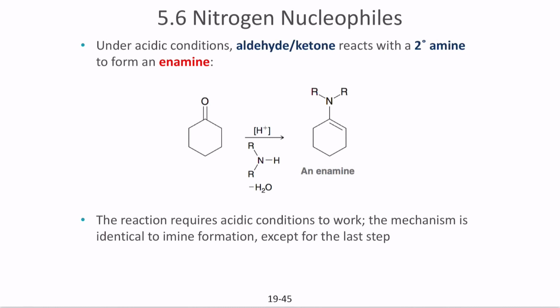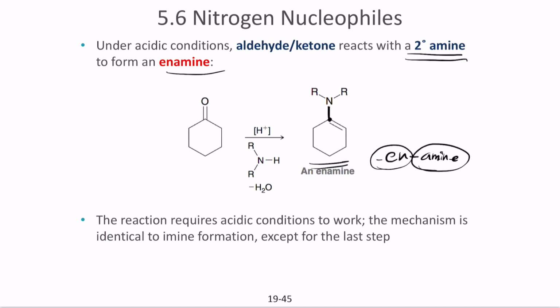The other one is an enamine. An enamine is formed when an aldehyde or a ketone interacts with a secondary amine. You have a double bonded carbon attached to a nitrogen, and we call this an enamine. Remember, the name itself says it: ene-amine. So that's how you can remember it. It's a double bonded carbon that's attached to a nitrogen group.